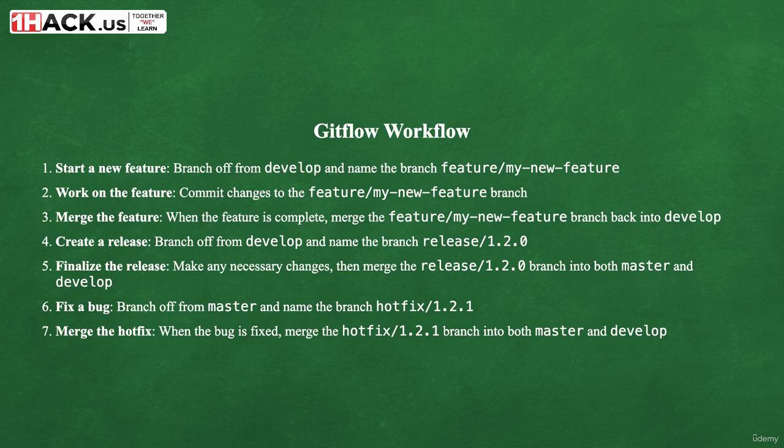5. Finalize the release. In the release branch, you can make any necessary changes or fixes. When the release is ready, you'll merge the release/1.2.0 branch into both the master and develop branches. 6. Fix a bug. If a critical bug is found in the production code, the master branch, you'll branch off from master and name the new branch hotfix/1.2.1. This allows you to quickly fix the bug without disrupting the main development process.